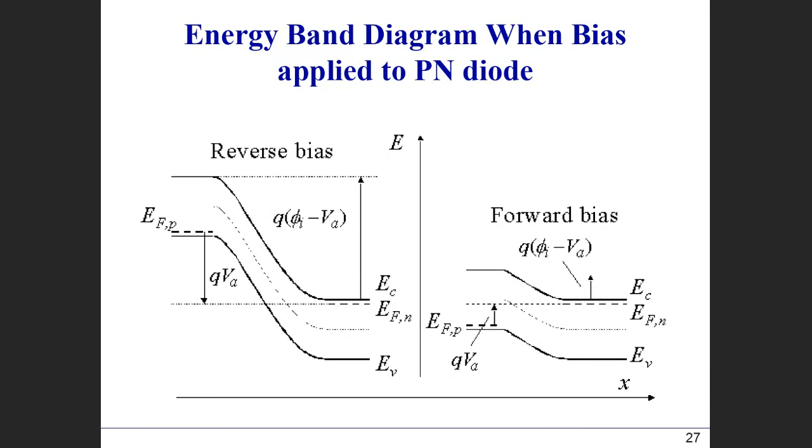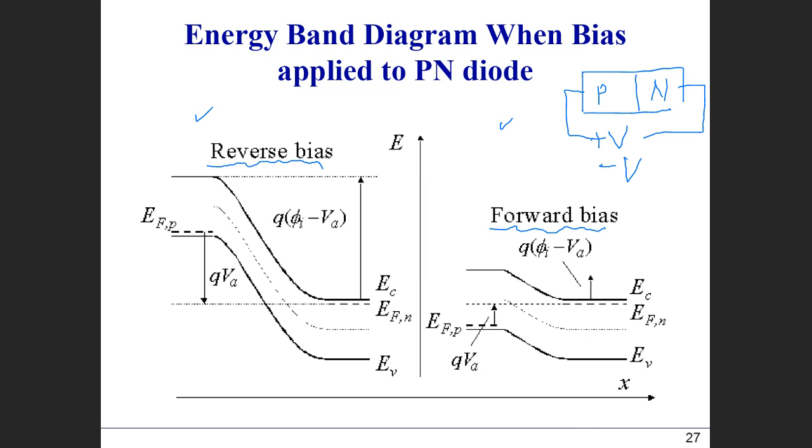Now this is the energy band diagram. We see two energy band diagrams here. One is called reverse bias, another is called forward bias. The definition of this bias is, when you have the PN diode, if you apply the positive voltage on the P side, that's what we call the forward bias. If you apply the negative potential to the P side, that's what we call the reverse bias.